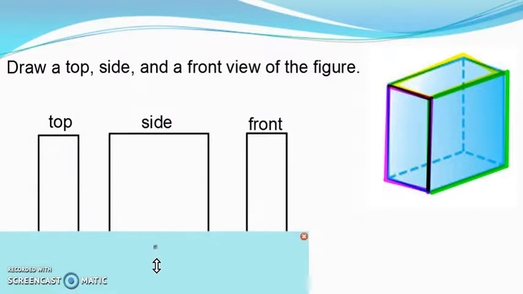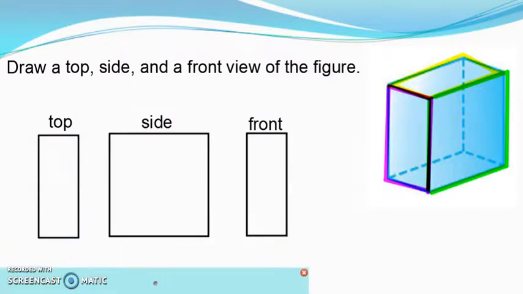So our views for the top, the yellow, was a rectangle. The side was in green. That's your square. And then the front, which was in purple, that is another rectangle.